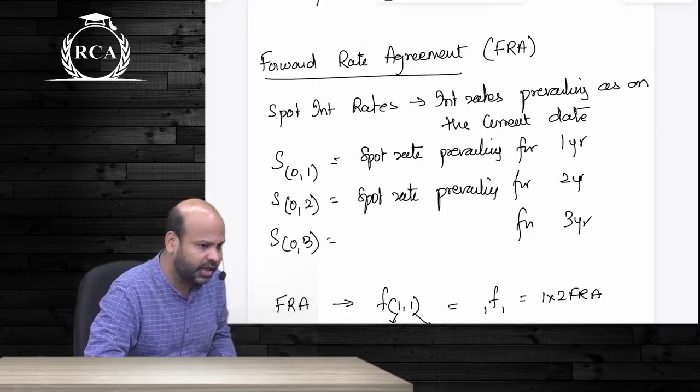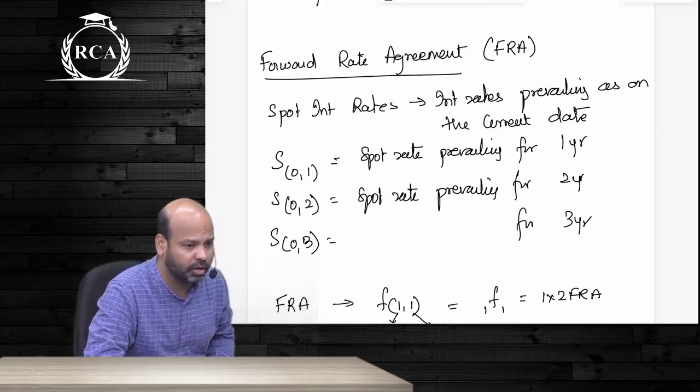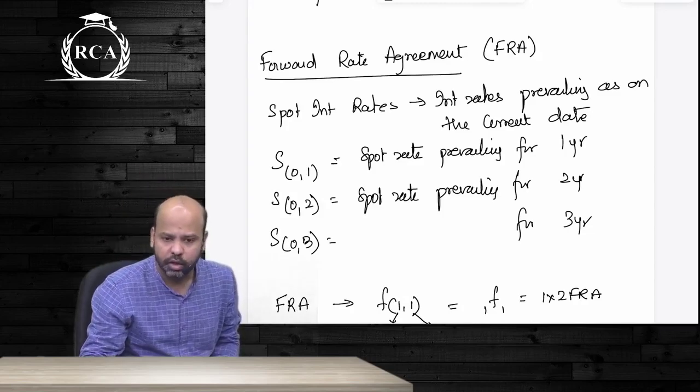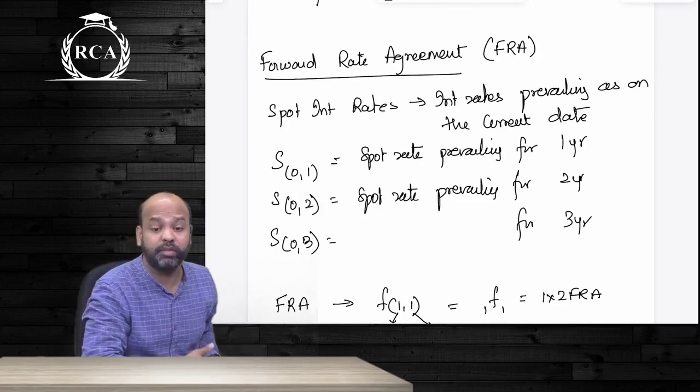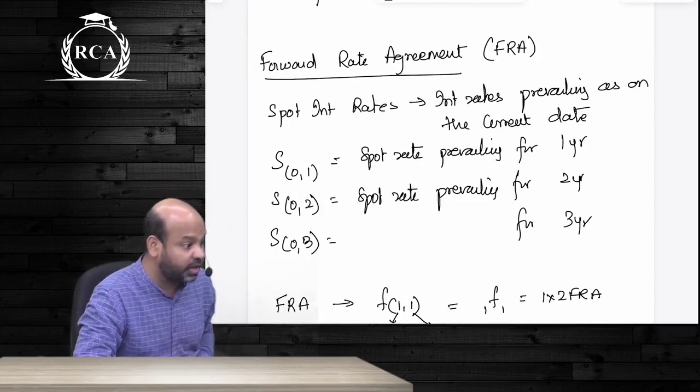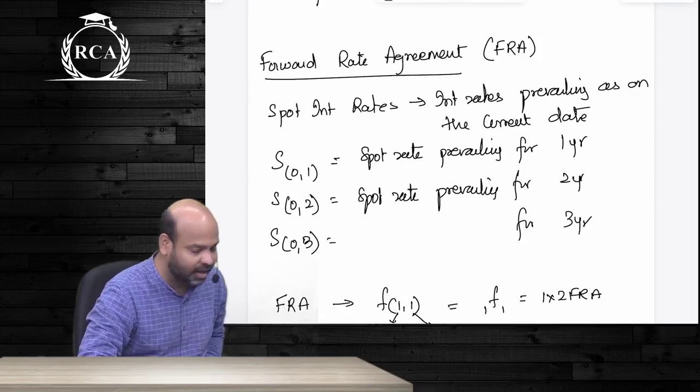You know what is the interest rate? It is just that the borrowing or lending will take place on a later date. That is called an FRA. So here you should know what is the difference between spot rates and forward rate. Pretty important concept. Spot rate is the interest rate that is prevailing as on the current date.